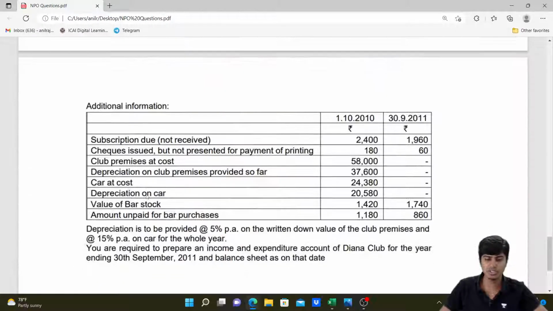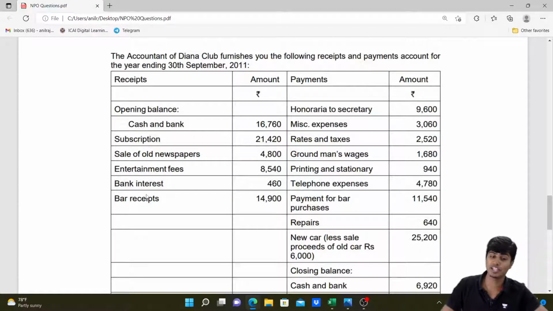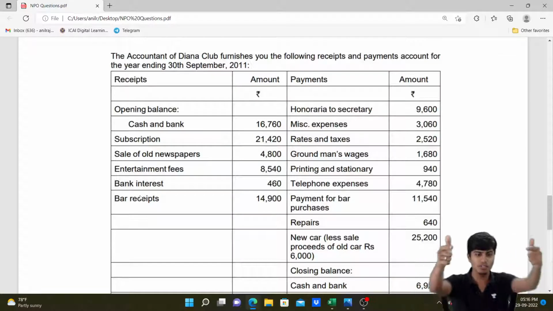This is the first page of the question and the next page of the question. This part is ICA material as well as this part of our Yeshas study material. This is question number 17 in our material. So let's get started and solve.